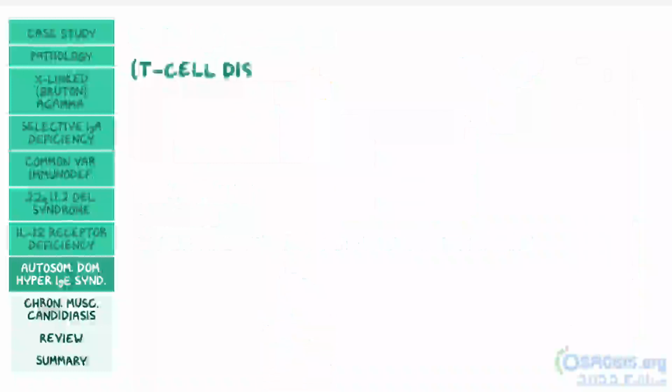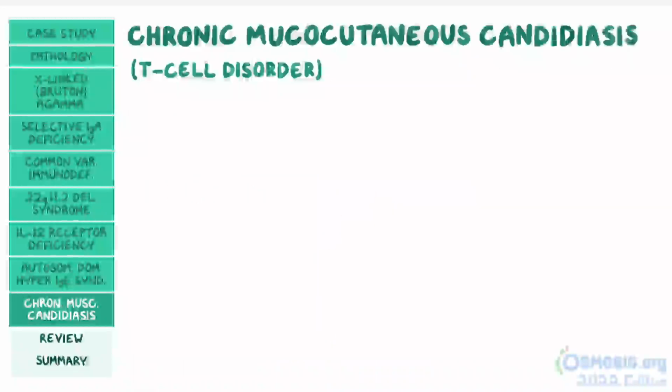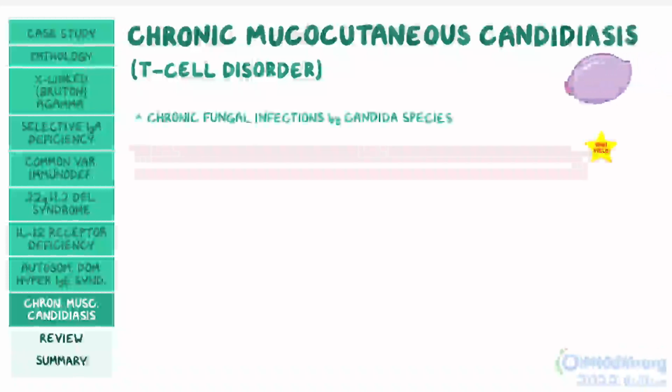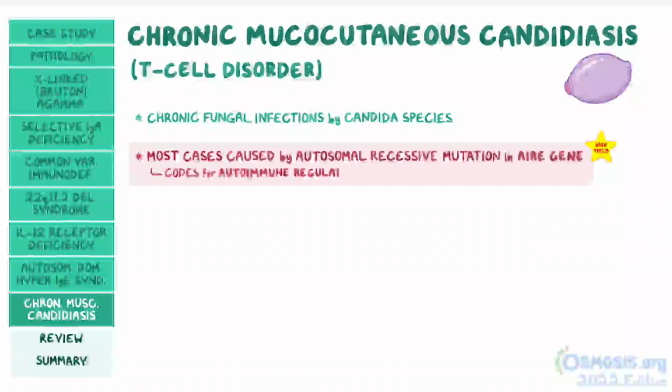The final T-cell disorder is chronic mucocutaneous candidiasis, which refers to a group of disorders that are characterized by chronic fungal infections caused by the Candida species. Most cases of chronic mucocutaneous candidiasis are caused by an autosomal recessive mutation in the AIRE gene, which codes for a protein called autoimmune regulator, or AIRE for short.